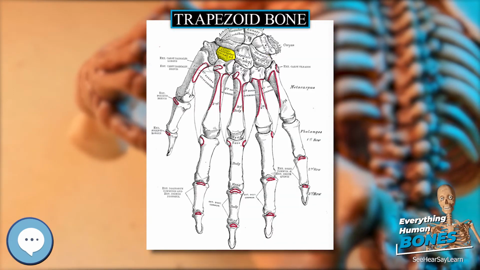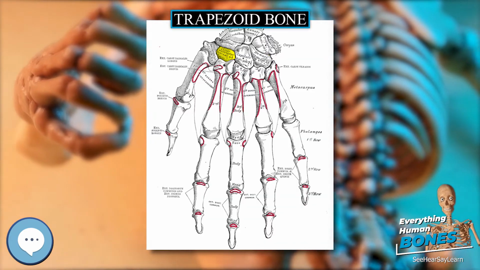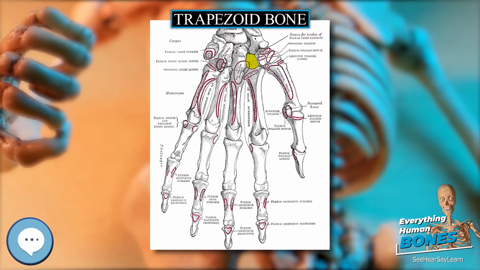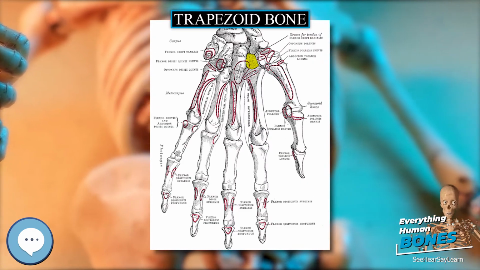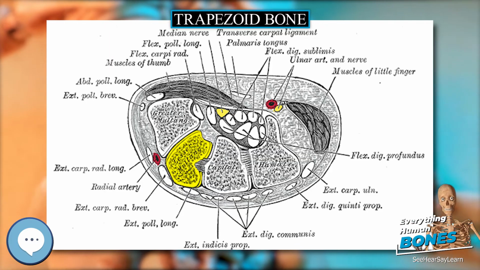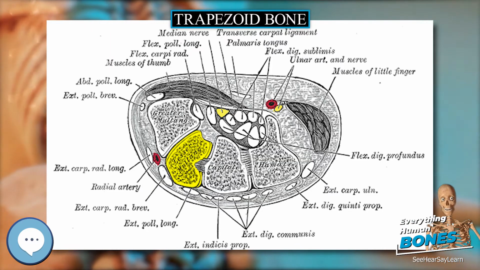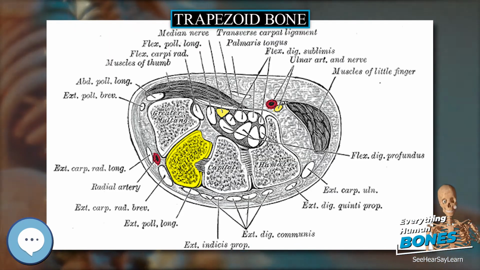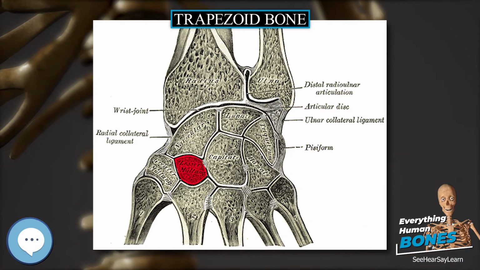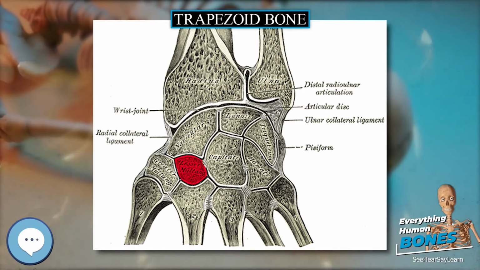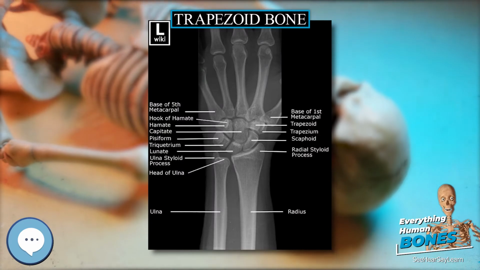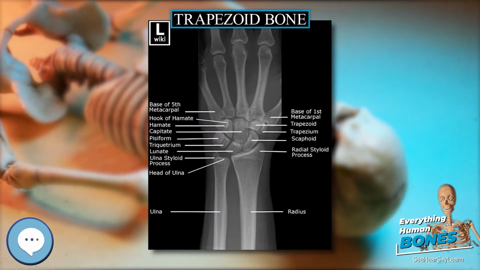Structure. The trapezoid is a 4-sided carpal bone found within the hand. The trapezoid is found within the distal row of carpal bones. Surfaces. The superior surface, quadrilateral, smooth, and slightly concave, articulates with the scaphoid. The inferior surface articulates with the proximal end of the second metacarpal bone.